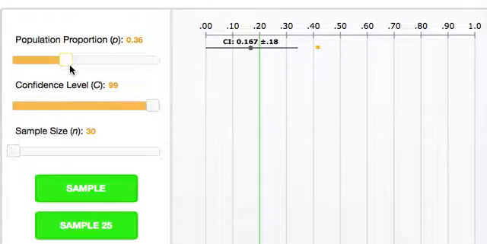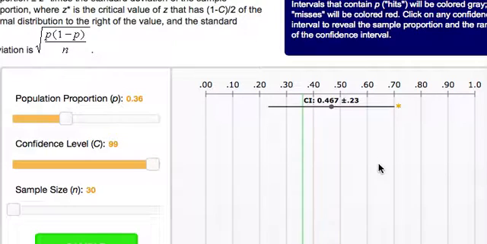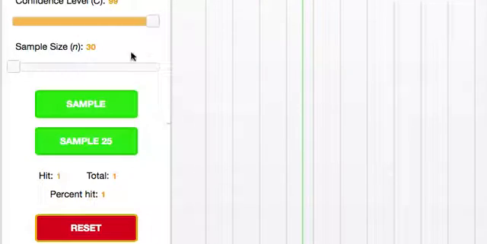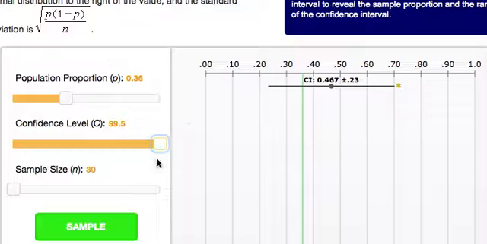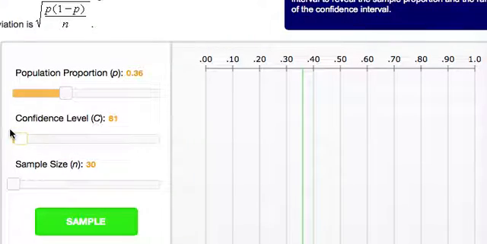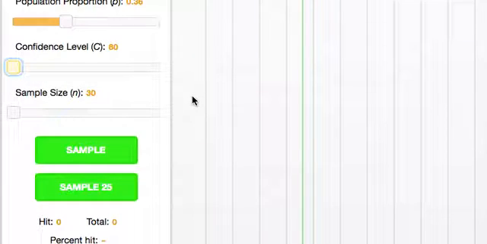And in fact, if I move this up here, you'll really be able to see it. Watch how wide this is. See how wide it is? So if you're 99% confident, let's go back to 80% just to get back to where we were. So we're back to 80%. The real thing is now at 0.36. That's the real thing.